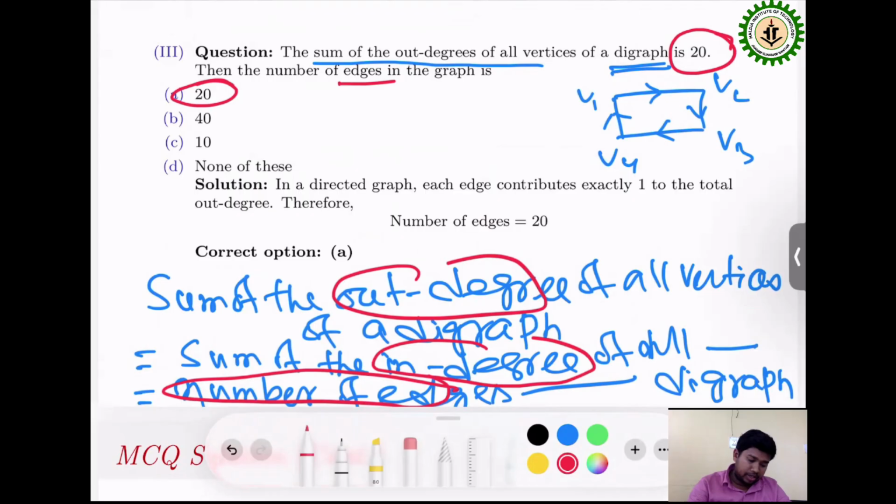It is also the same type of question if the question gives the in degree. The sum of the in degree of all vertices of a digraph is 20, then the number of edges of the graph is also 20. Whether out degree or in degree, both are equal. Sum of out degree, in degree and number of edges, all three are equal. So suppose the sum of in degree of vertices is 40. What will be the answer? The number of edges of the graph is also 40.